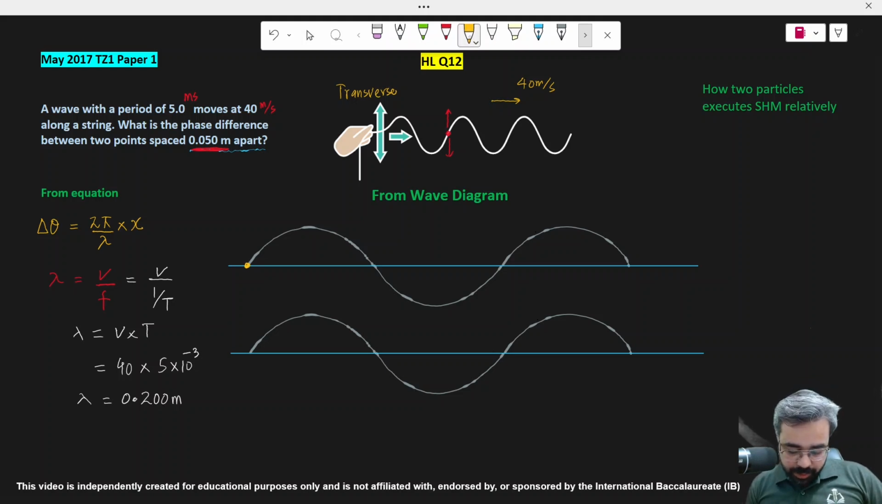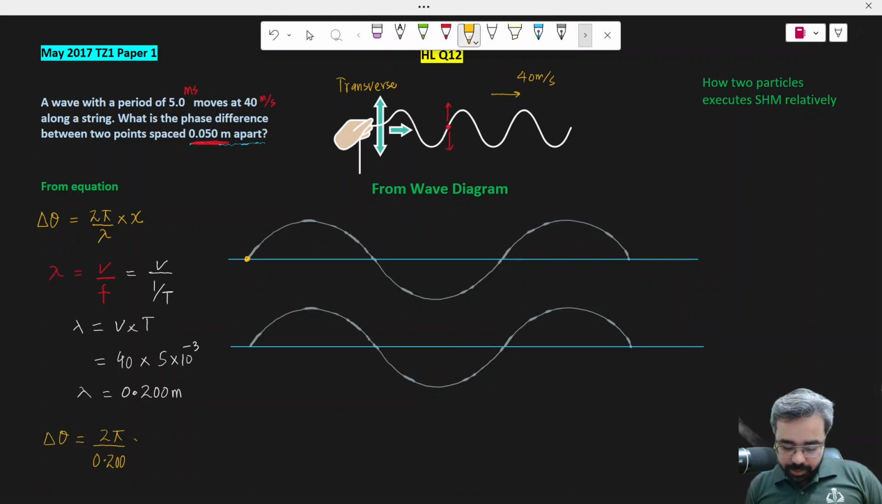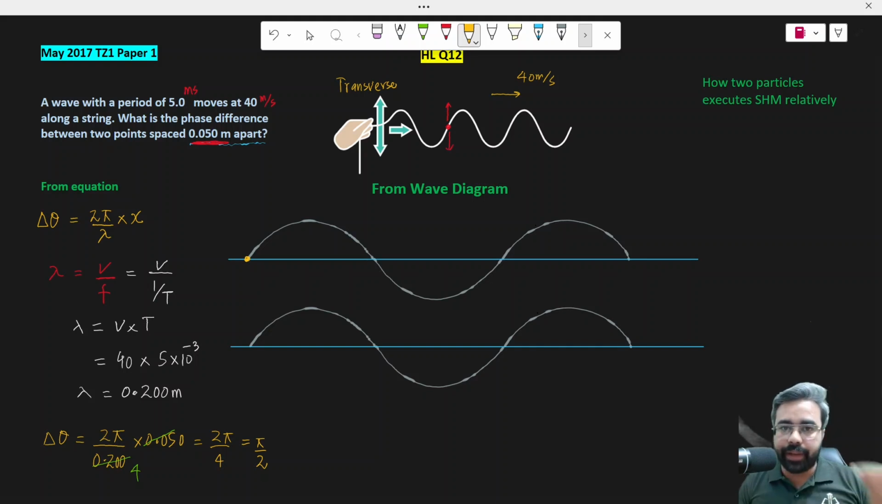Now let's plug the values into the equation, multiplied by the distance between them, which is 0.050, and that is going to become 2 pi, because if you divide it, it is 4. So the answer is 2 pi over 4, which is equal to pi over 2, which means that those two particles are at a phase difference of 90 degrees. That should be pi over 2 radians. So the right answer is option B for this question.